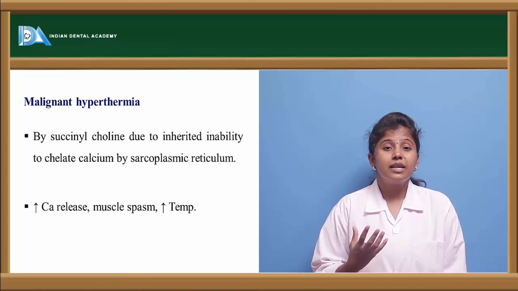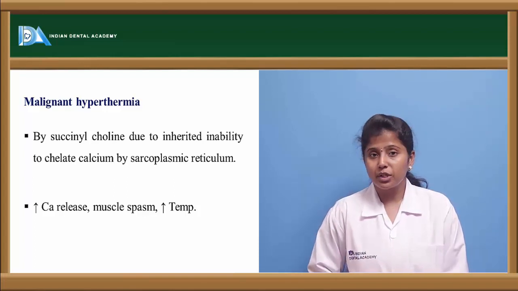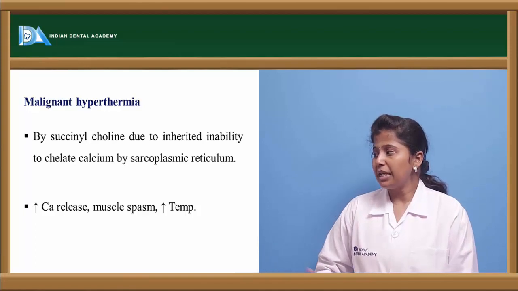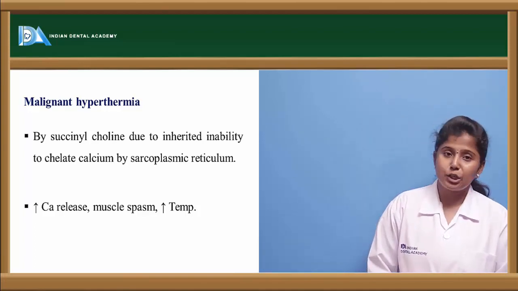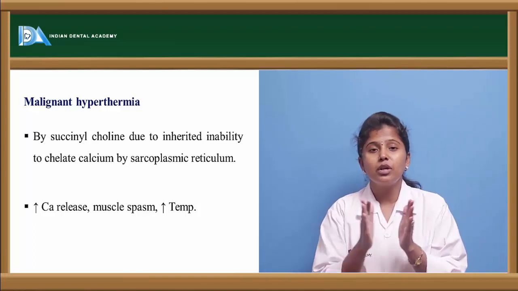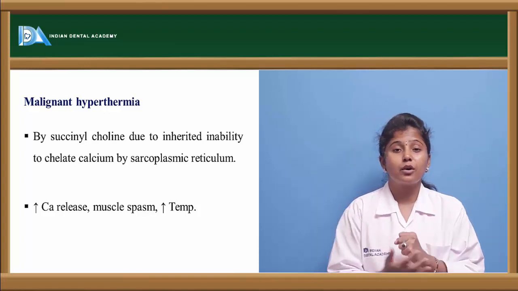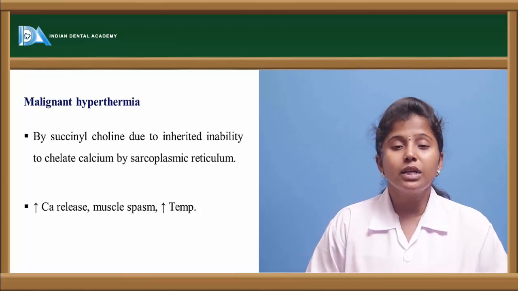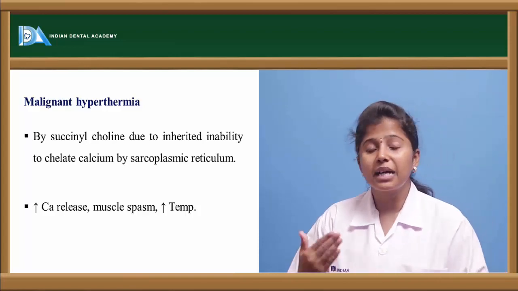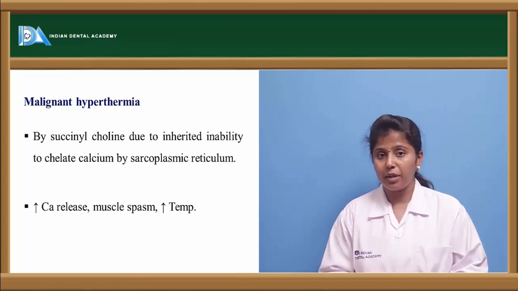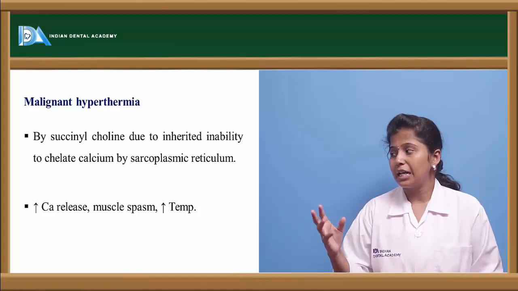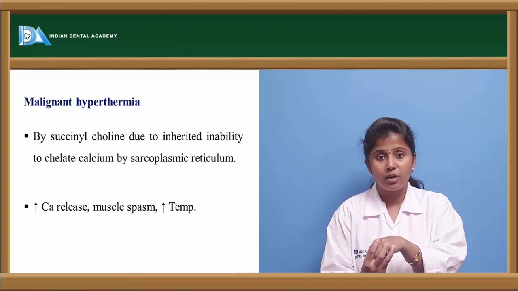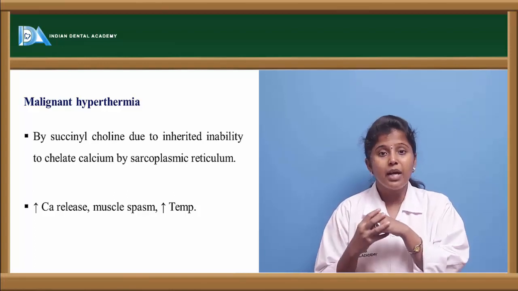It leads to an excessive increase in the temperature of the body, and because of that, that may lead to inability to chelate calcium. Chelation means binding of the ligand. So the calcium won't be binding, and thereby the muscle tone can be altered. Calcium will not bind to the sarcoplasmic reticulum, and thereby the muscle tone will be improper.